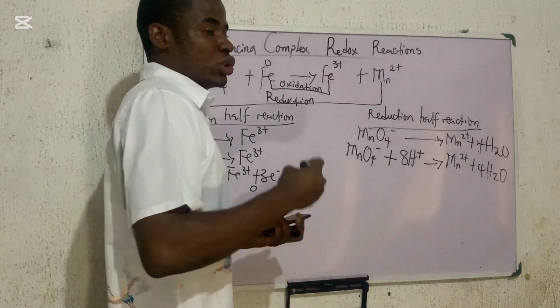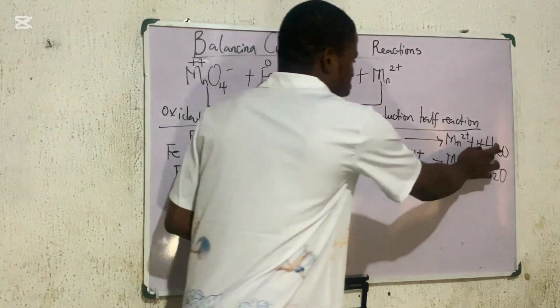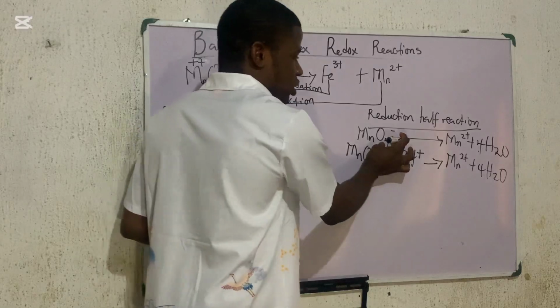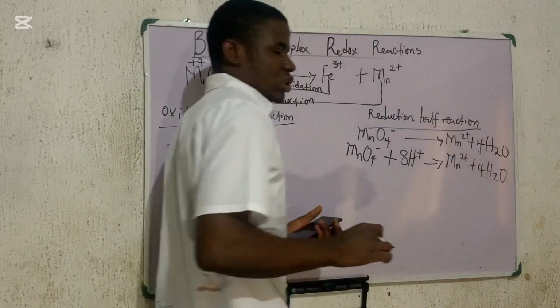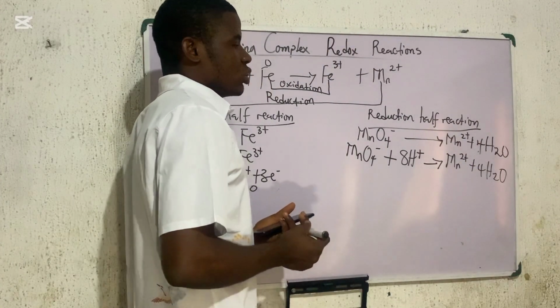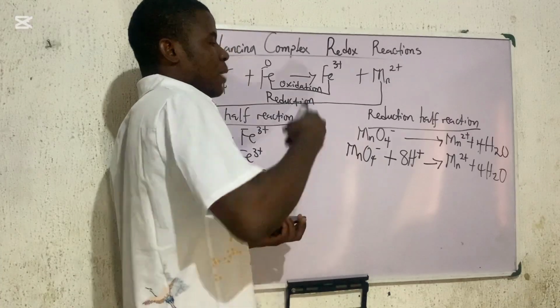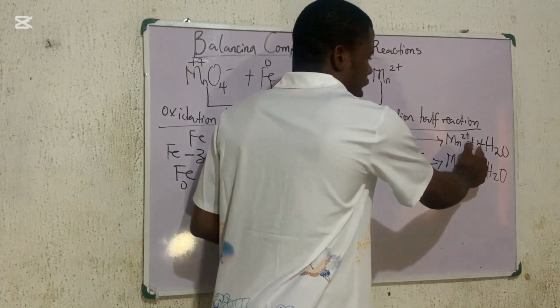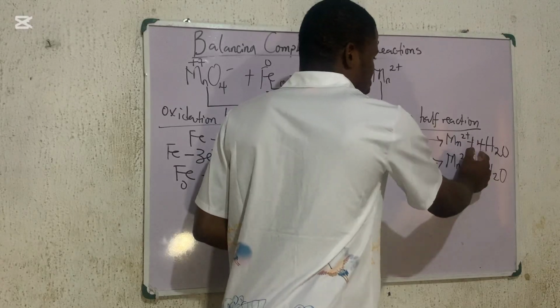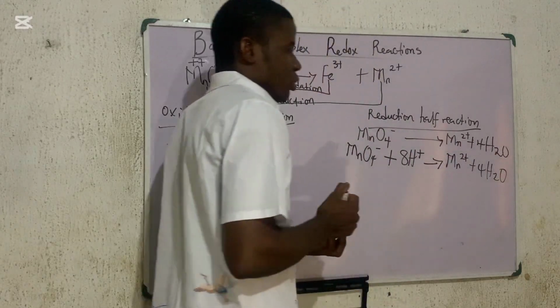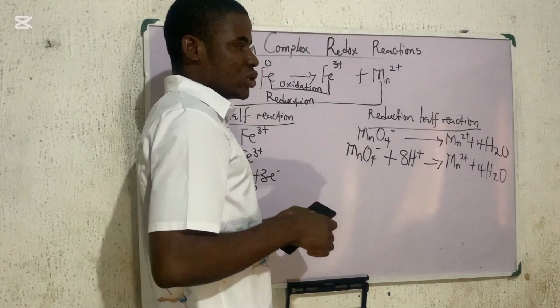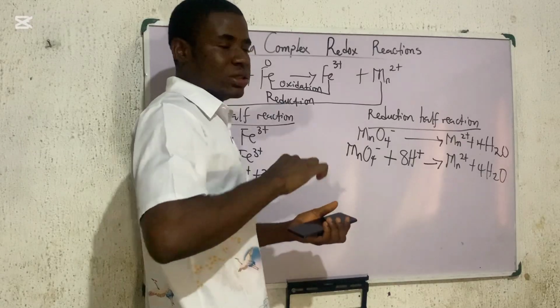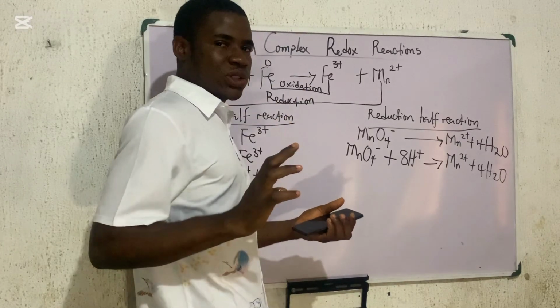I said balance oxygen by introducing water, which we did. Found that there are 4 atoms of oxygen, so we have to put 4 moles so the oxygen is balanced. Now we introduced hydrogen as well. So we balance hydrogen by introducing hydrogen ion. If you watch here, we have 4 moles of water, so we have 4 times 2 atoms. Do you understand? 4 times 2. So we have 8 atoms of what?